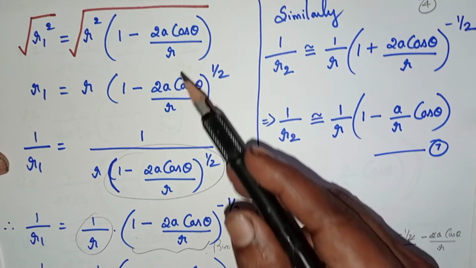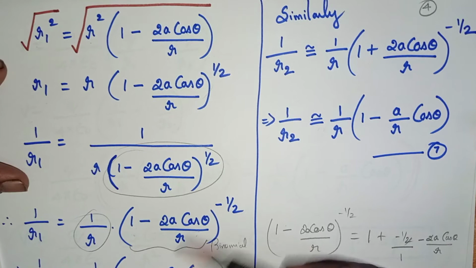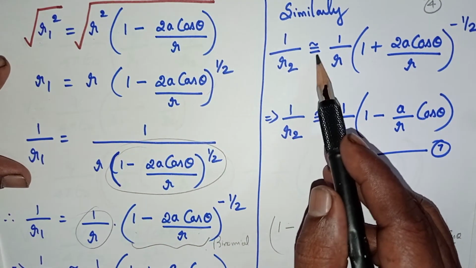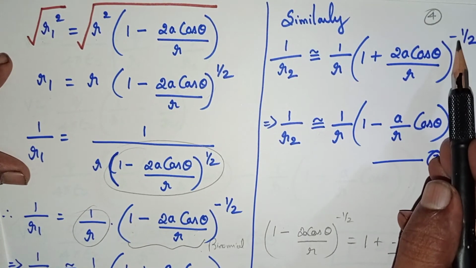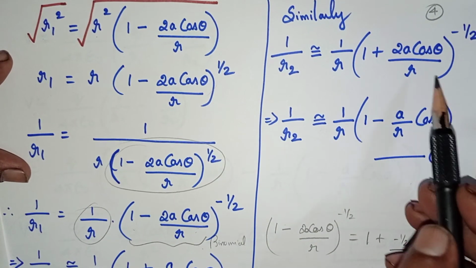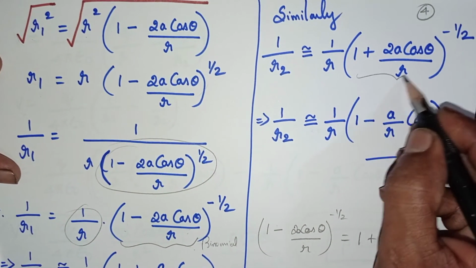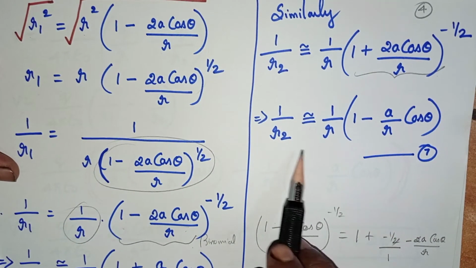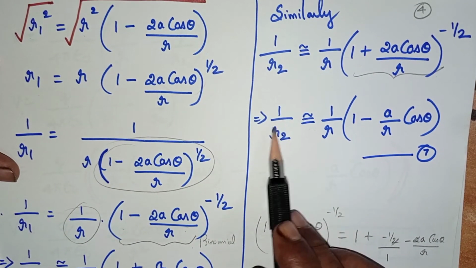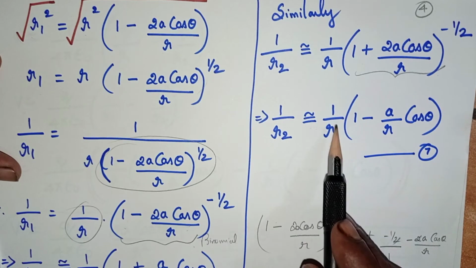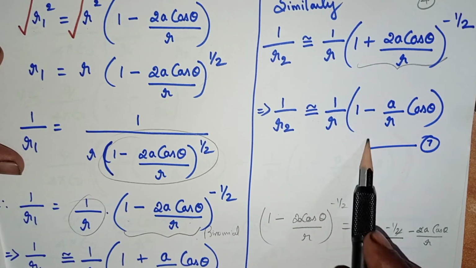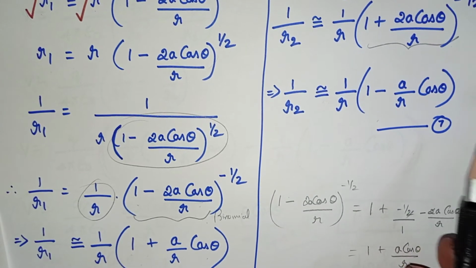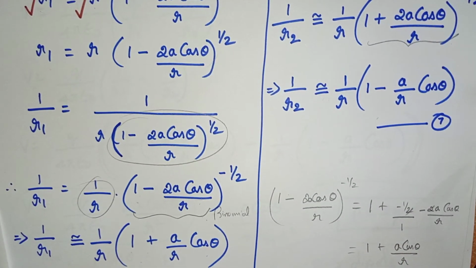Similarly, if you apply the same procedure as we did with r1, you will get 1 by r2 is approximately equal to 1 by r into (1 plus 2a cos theta by r) whole power minus half. Now similarly, if you expand this term with the binomial theorem, you will end up with 1 by r2 approximately equal to 1 by r into (1 minus a by r cos theta). Here again we consider only the first two terms, the remaining terms are neglected.